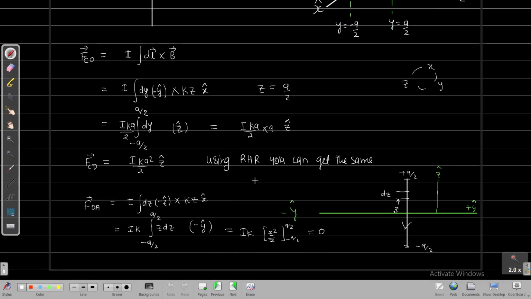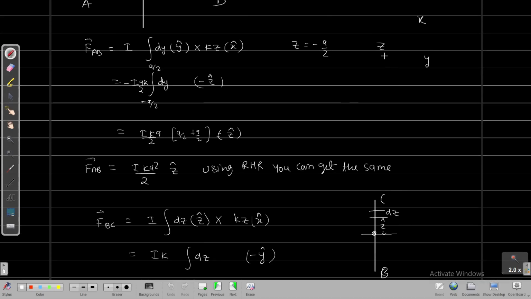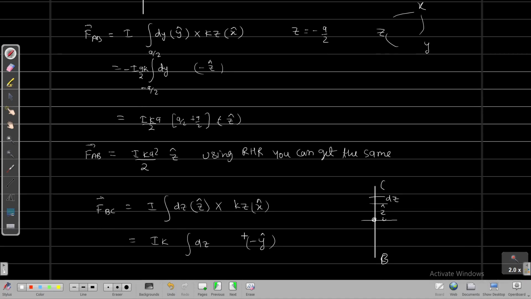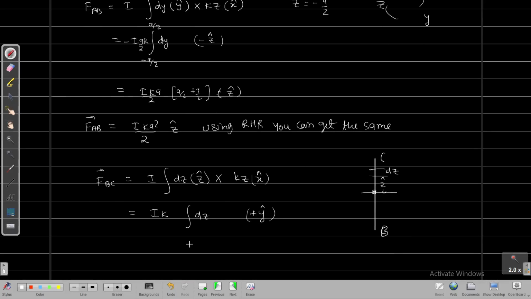Let me check what z cross x is. x cross z is minus y, so in this case z cross x should be plus y. Yes, z cross x should be plus y. So what should be the limit? Here I am missing something. Yes, z is there. The limit should be from minus a/2 to a/2.